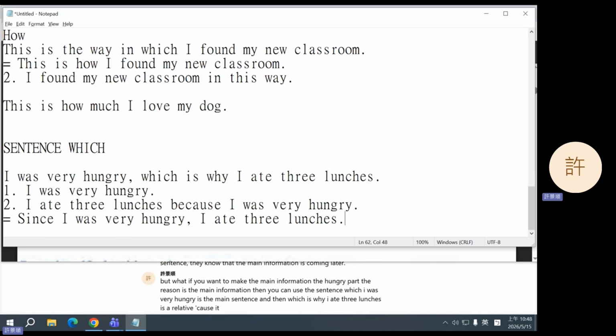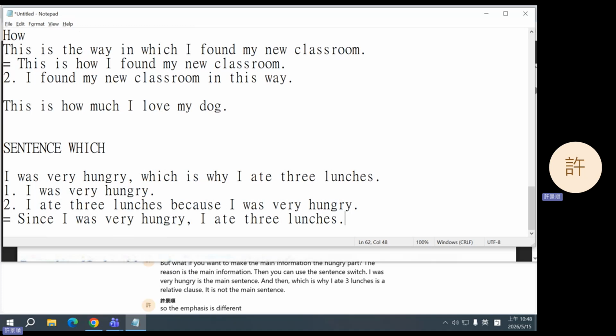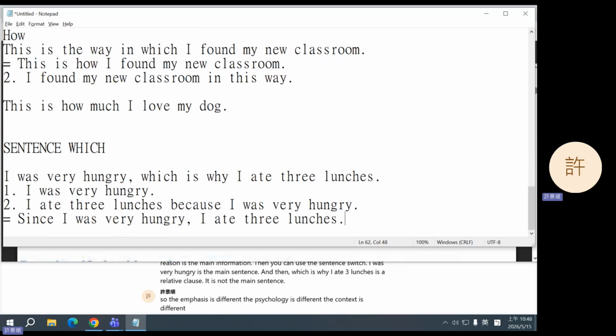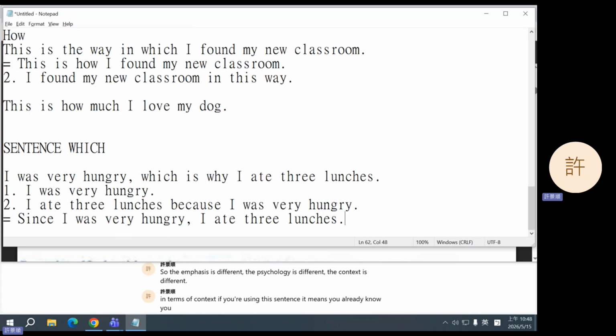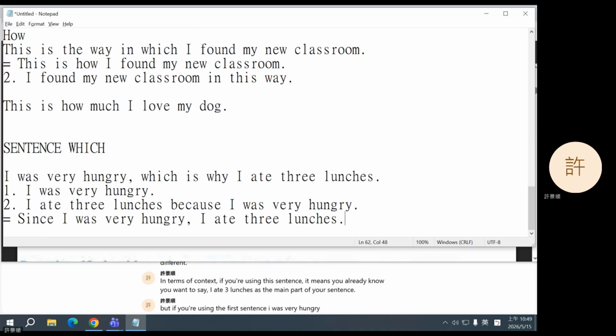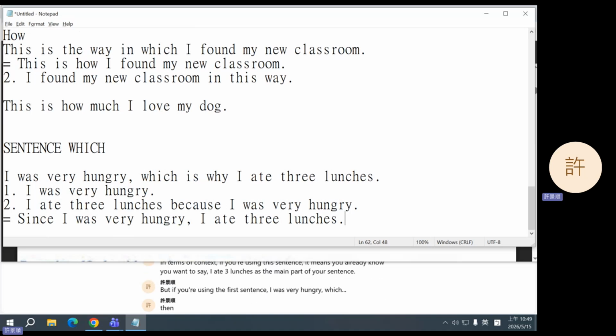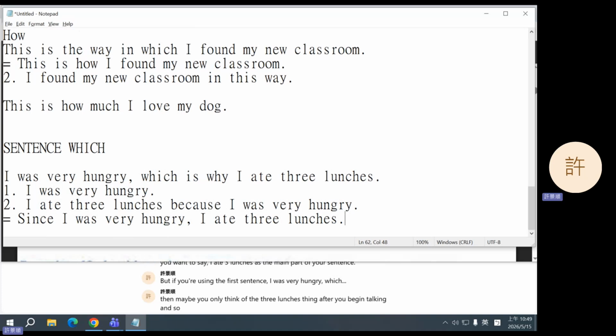It is not the main sentence. So the emphasis is different, the psychology is different, the context is different. In terms of context, if you're using this sentence, it means you already know you want to say I ate 3 lunches as the main part of your sentence. But if you're using the first sentence, I was very hungry, which, then maybe you only think of the 3 lunches thing after you begin talking. And so this would be a way to add more information onto a sentence that you have already begun.